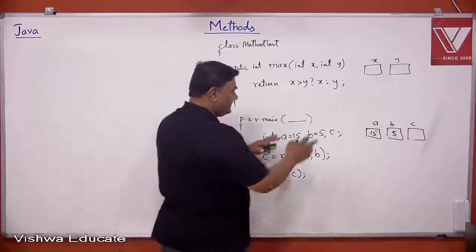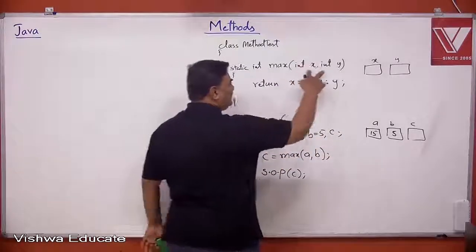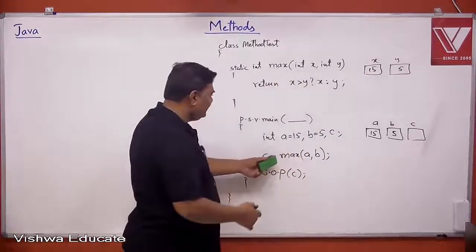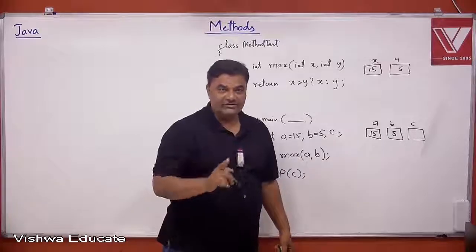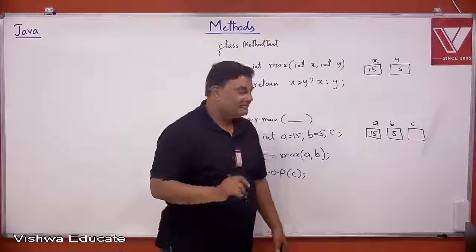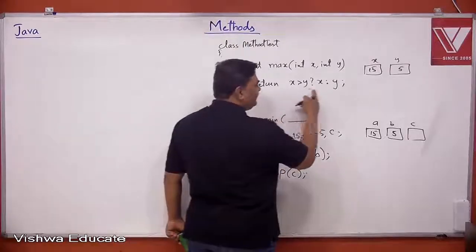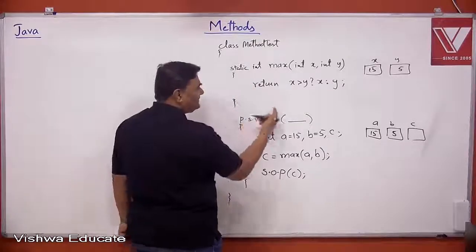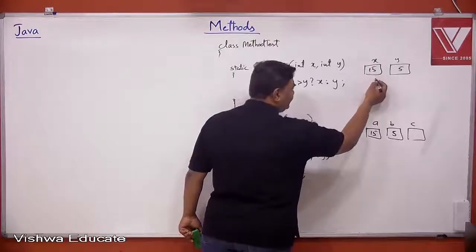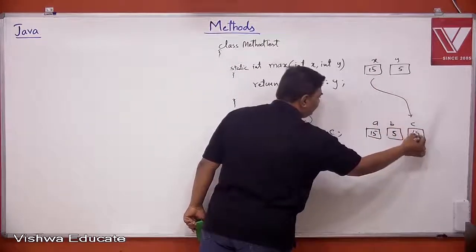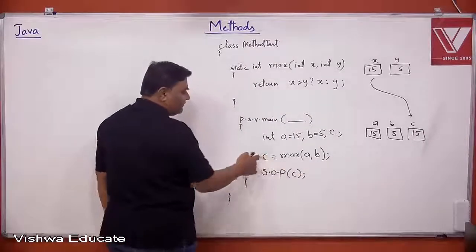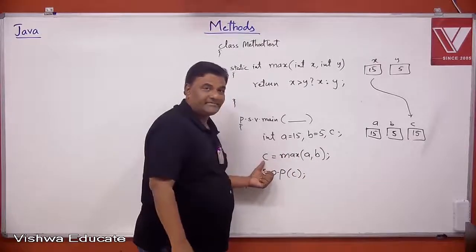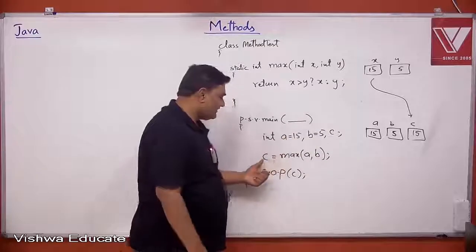When the call is being made, that memory is created and the values of a and b are copied into x and y. So 15 goes into this one, 5 goes here. So what is going from here to there? The values are going from here to there. Then next, it will check whichever is greater and it will return. Once it has finished, the value which is greater, that is 15, comes and falls into this c. So we are taking the return result of the method max inside c.